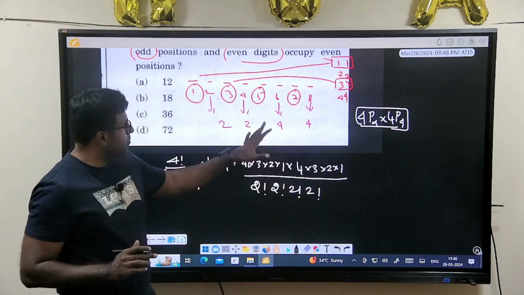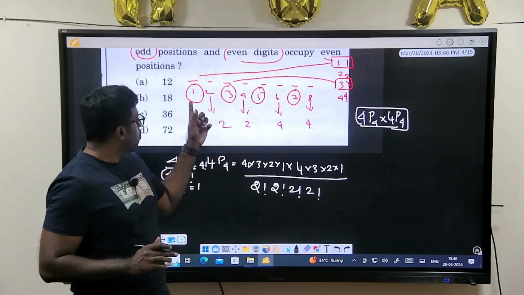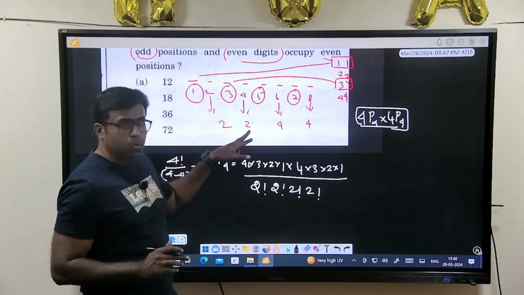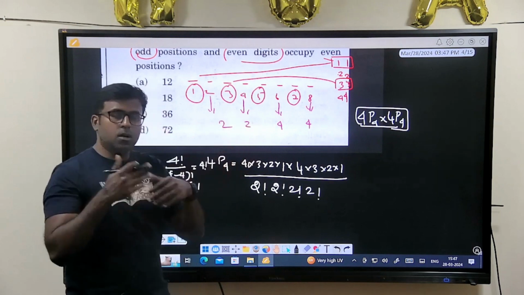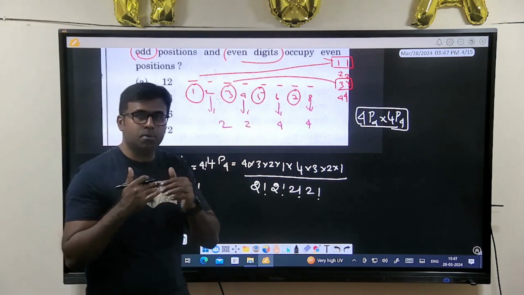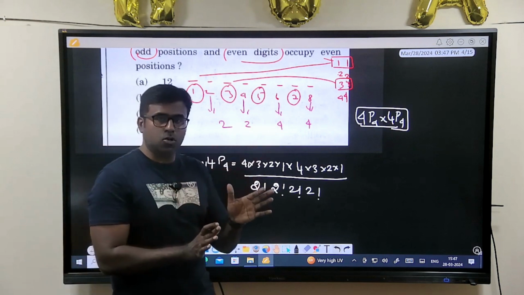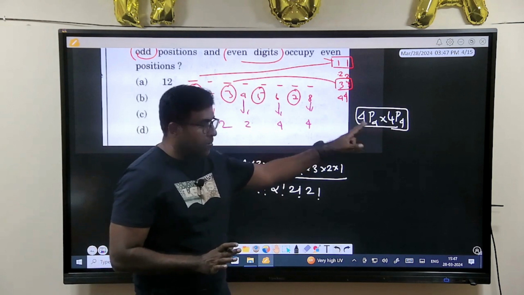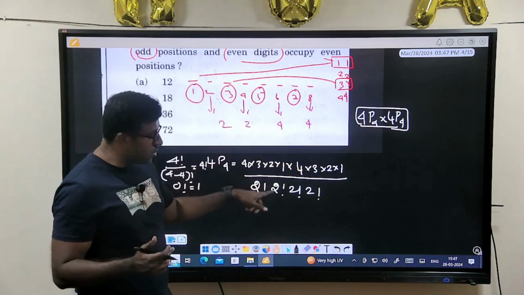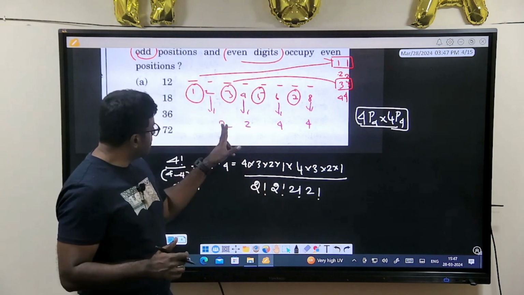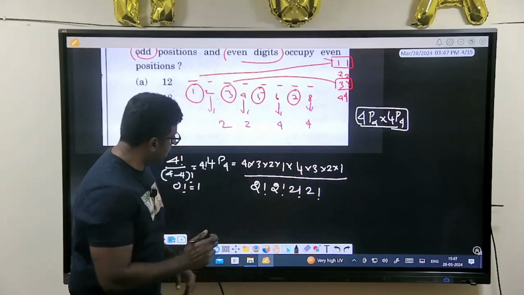The point is that in the arrangements, you can put this 2 here, put this 2 here, and it is not going to make any change in the number sequence. If the numbers are different, then it is considered a new number. But when you have the same numbers, you have to divide for however many numbers are the same. Look at this: 1, 1, 2, 2, 3, 3, 4, 4. So you have it here.